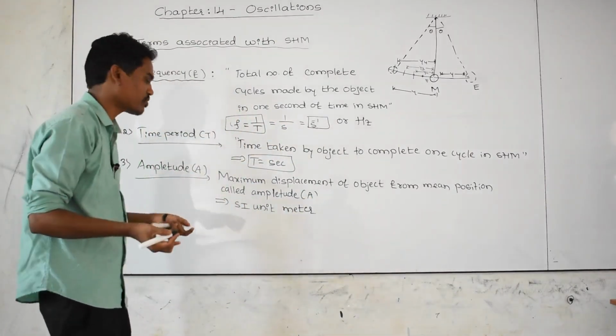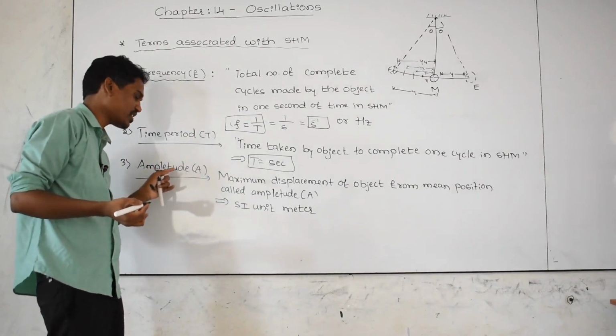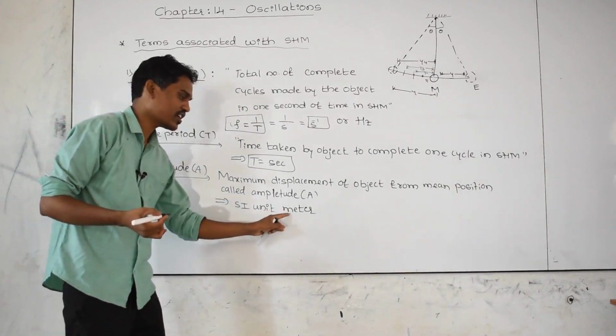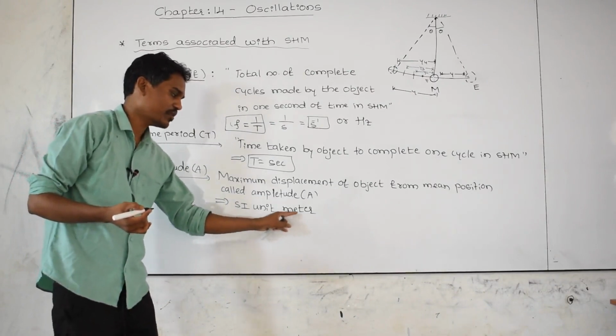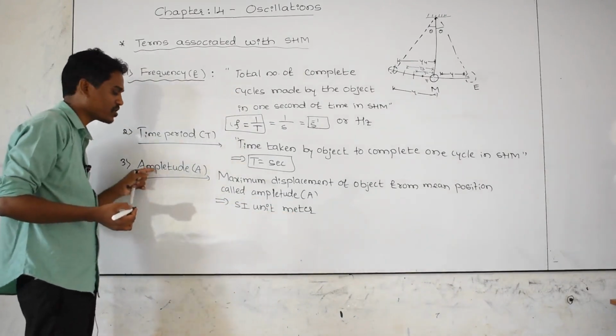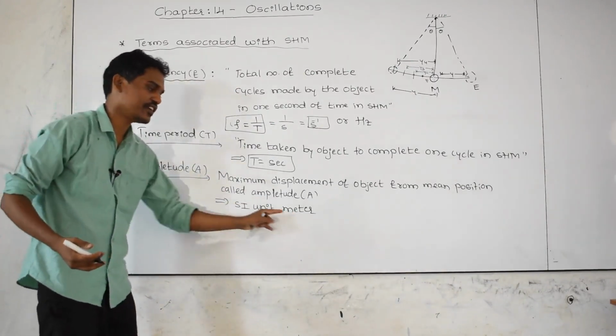Displacement. Which displacement? Maximum displacement. Means amplitude is nothing but a displacement, and the SI unit of displacement is a meter. The meter is the SI unit of amplitude. Because amplitude is a displacement, that's why its SI unit is a meter.